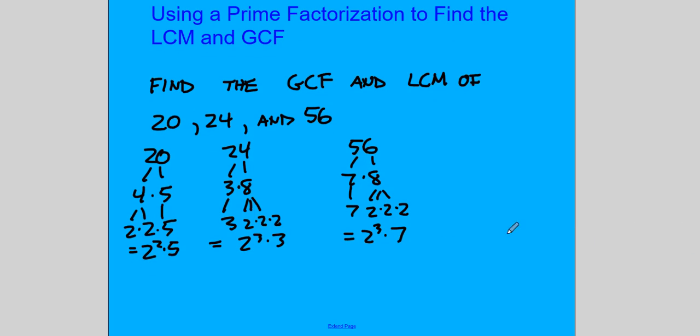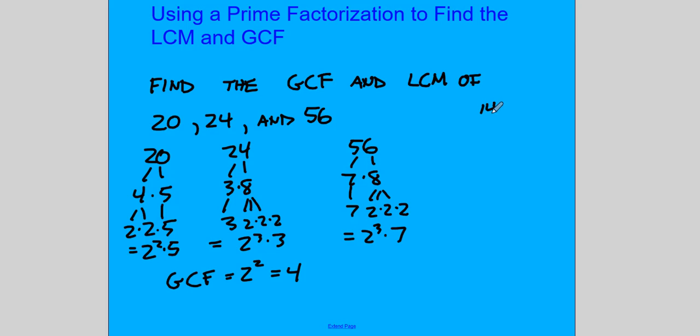So now we can figure out the greatest common factor, which is the largest power. So notice they do not share 3, 5, and 7, so that's not going to be part of the greatest common factor. We take the highest power of 2 that they share in common, which is 2 to the 2nd. So the greatest common factor of these numbers is only 4.